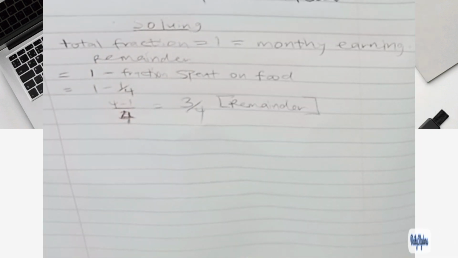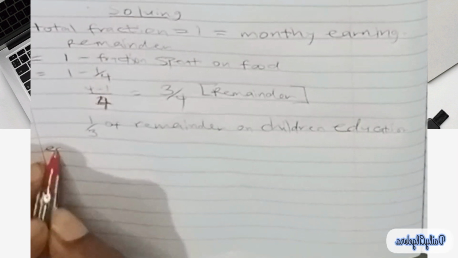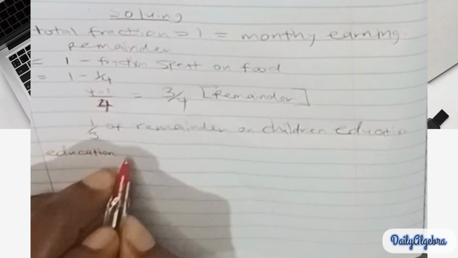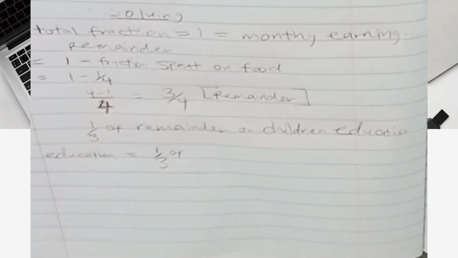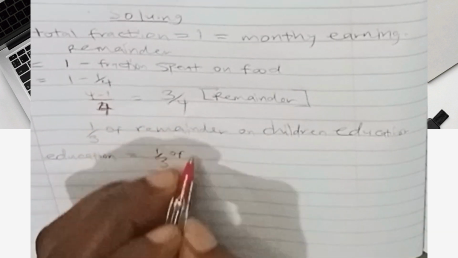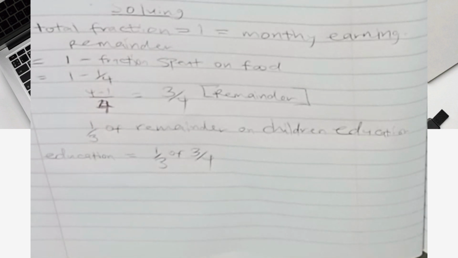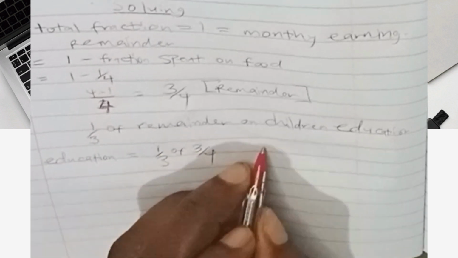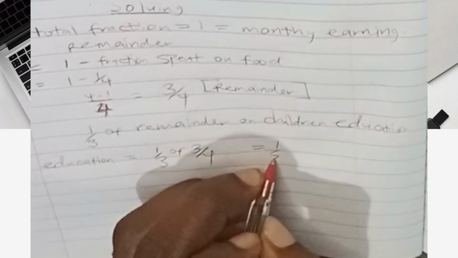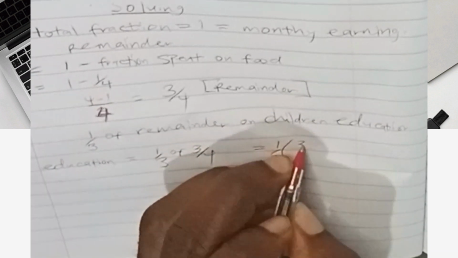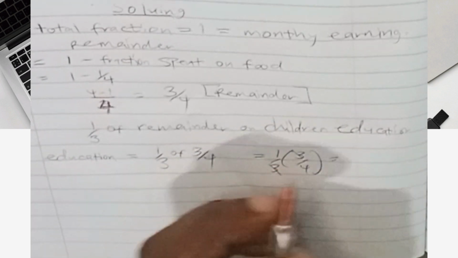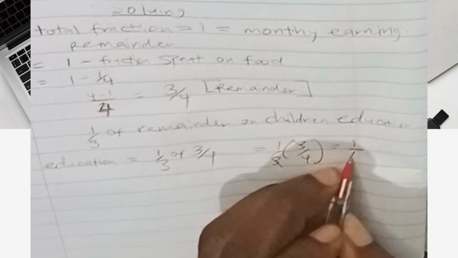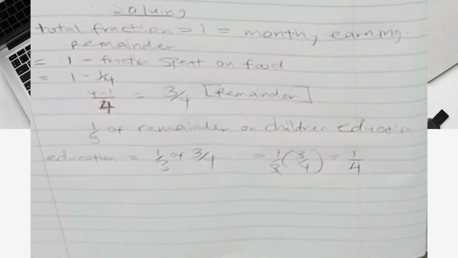1/3 of the remainder on children's education. So children's education is equal to 1/3 of the remainder. The remainder is what? 3/4. And this will give us 1/3 times 3/4. This cancels that. We have 1/4. That's for children's education.